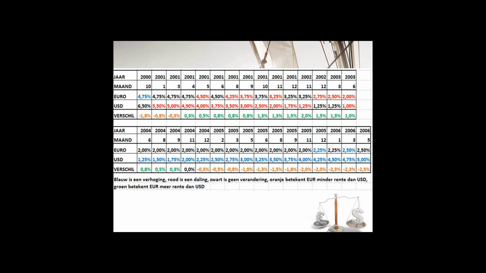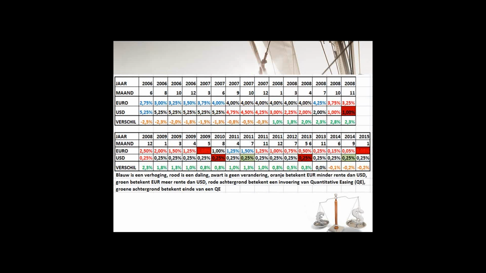So you see the euro responding later when a crisis hits, and also increasing the rates later when things start to pick up again. So the cycle seems to be a tad delayed after the U.S. cycle, in both interest rates and also, I would say, quantitative easing.